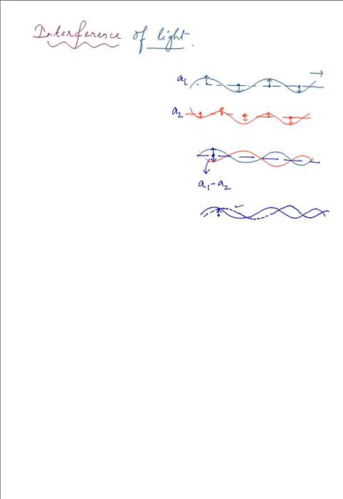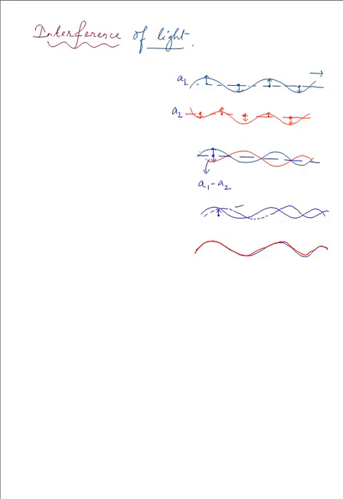Now, this is not a perfect placement of one wave over the other. Now, suppose that the first wave has traveled like this, while the second wave is exactly in phase with the first wave, exactly in phase.